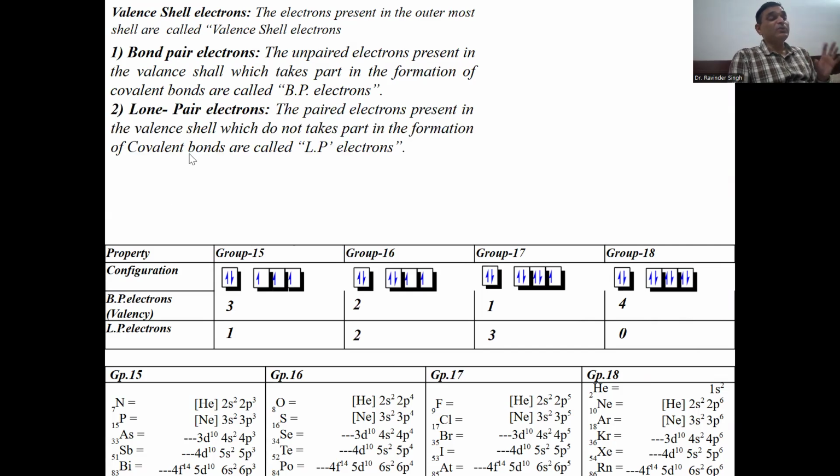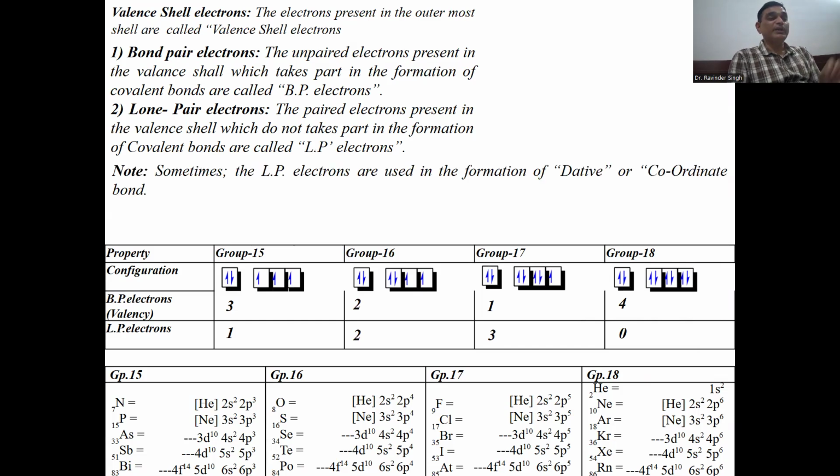And the paired electrons are called lone pair electrons. The paired electrons present in the valence shell do not take part in the formation of covalent bonds, however, they can take part in the formation of the coordinate bond or the dative bond. Or these can be unpaired. These lone pairs can be unpaired in the remaining elements if any of the elements has a vacant d orbital. When you unpair these electrons, they will no longer be lone pair electrons. They become bond pair electrons, because they are unpaired, and unpaired electrons are called bond pair electrons. You just have to learn these basic facts.